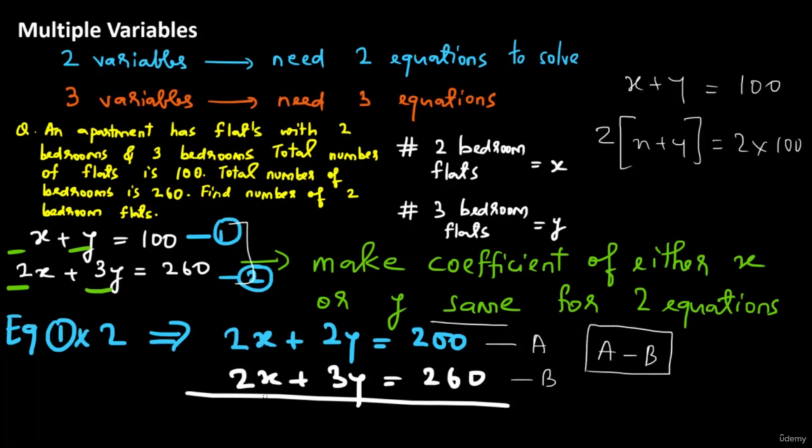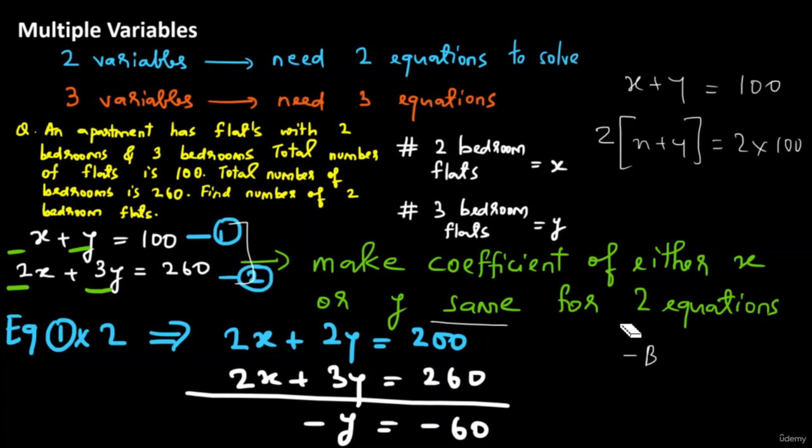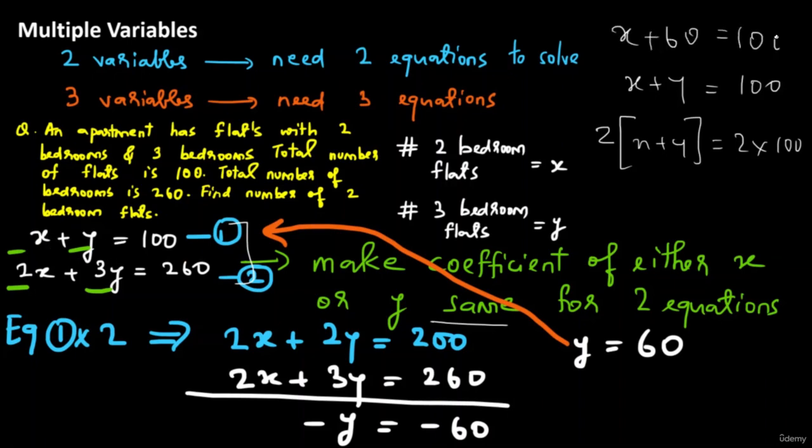So over here that's 2x minus 2x which is equal to 0, and over here that's 2y minus 3y which is equal to minus y, and over here I have 200 minus 260 which is equal to minus 60. So I get minus y is equal to minus 60. So if minus y is equal to minus 60, y is equal to 60. Now to find the value of x, let's substitute this in either of these equations. So let's do it over here. So we get x plus 60 is equal to 100, and let's take this 60 to the right hand side. So I get x is equal to 100 minus 60 which is equal to 40.